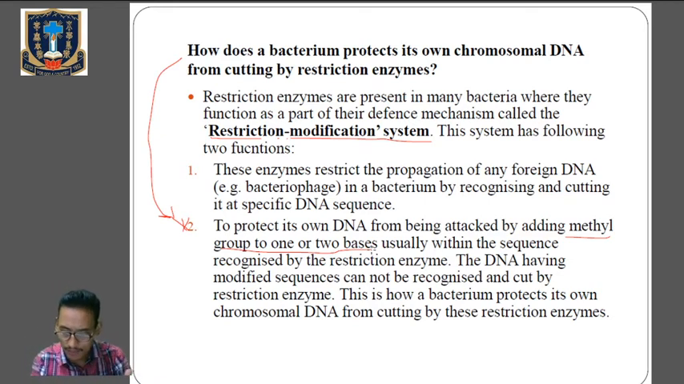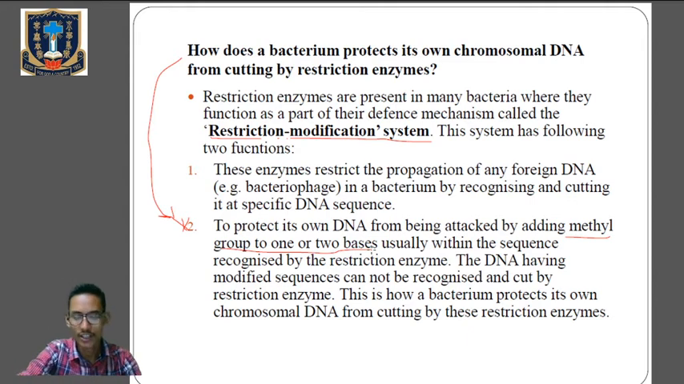Methylation means addition of a methyl group, and by this methylation of restriction sites, the bacterial DNA remains protected against the restriction enzymes. The restriction enzymes will not be able to recognize the bacterial chromosomal DNA, and hence it remains safe from the action of these enzymes. So the question is, how does a bacterium protect its own chromosomal DNA from cutting by restriction enzymes? These enzymes are present within the bacteria, but they are not able to cut the bacterial DNA. How? The answer is in point number 2.